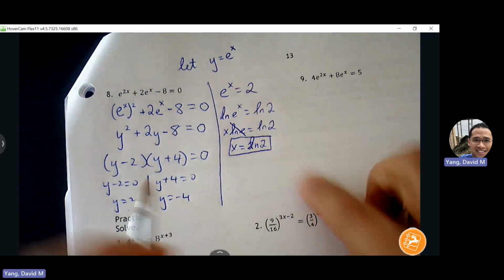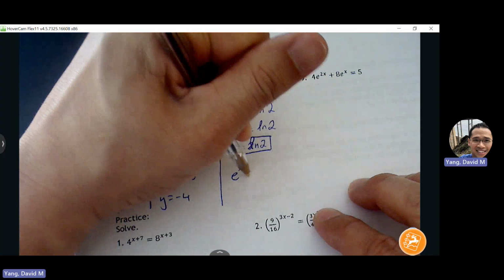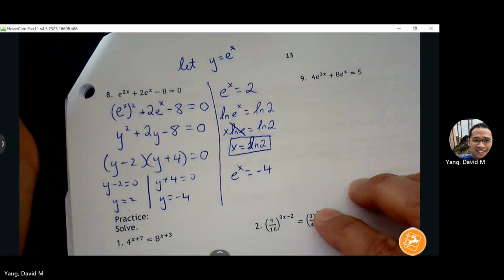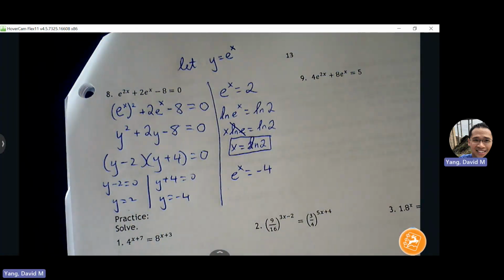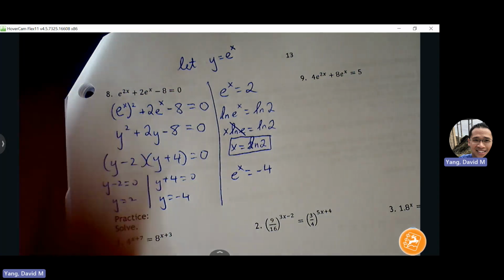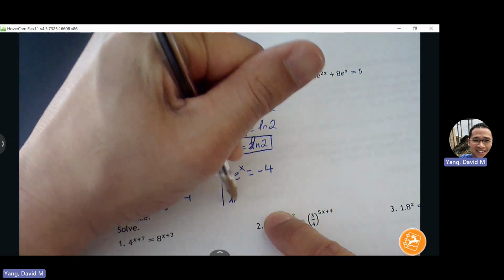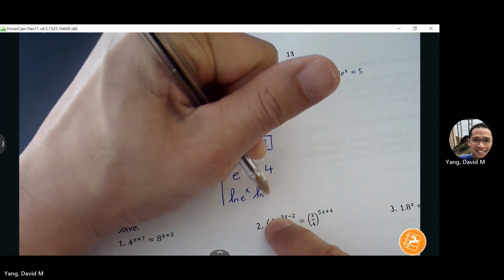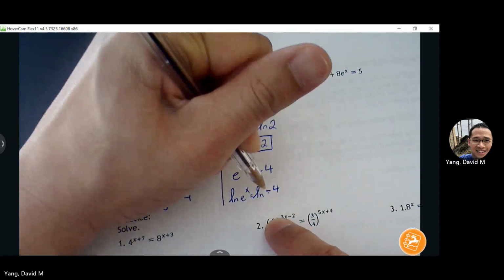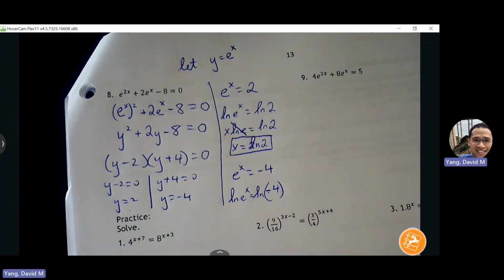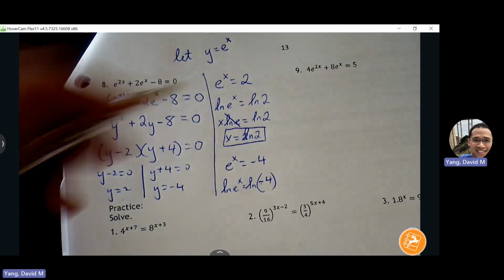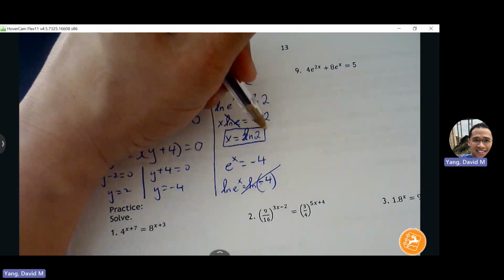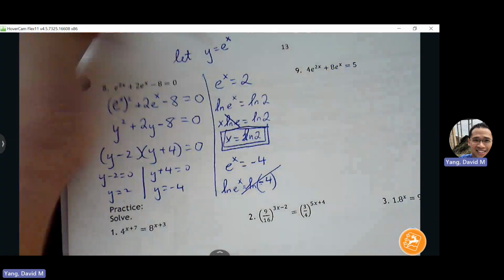If I try -4, e to the x equals -4. So this is basically asking e raised to what number equals -4. So here's the issue. No matter what I raise a positive number to, it can never be a negative number. So if I try taking the log of both sides, I can't take natural log of -4. If you try to enter natural log of -4 in the calculator, it'll give you undefined. So there's no solution here. The only solution is x is natural log of 2.